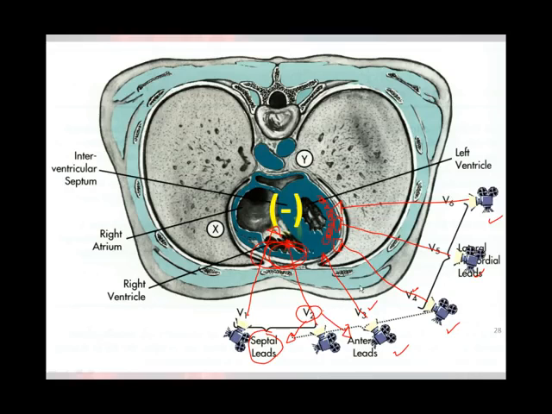The same thing can happen over here in V4. You could have a lateral wall MI affecting V5 and V6, but you have a little bit of V4 because not only is V4 primarily looking at the anterior leads, it is secondarily looking at the lateral leads as well.